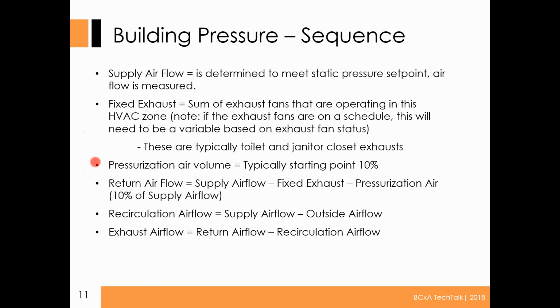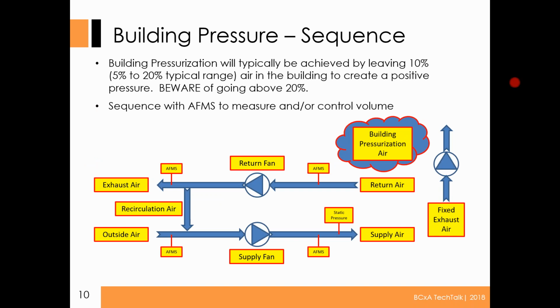Pressurization air is going to be typically a starting point of 10%. And I had a caution. I'm going to go back. I want to make sure everyone sees this. Caution, beware of going above 20%. You can start getting your building a little sideways and maybe your measurements aren't great. You want to be careful.